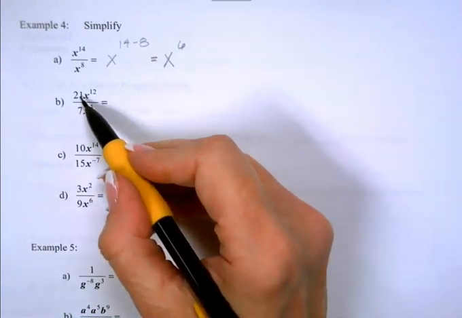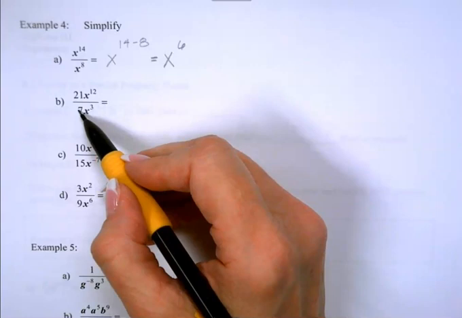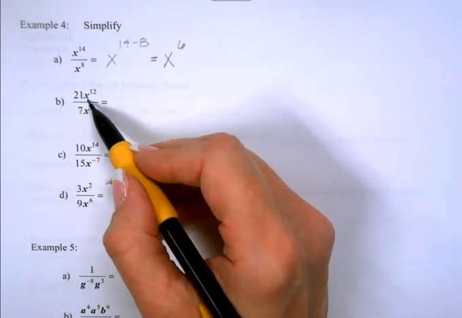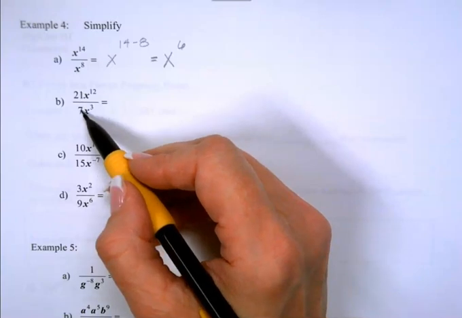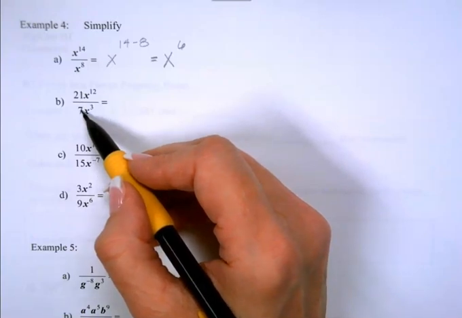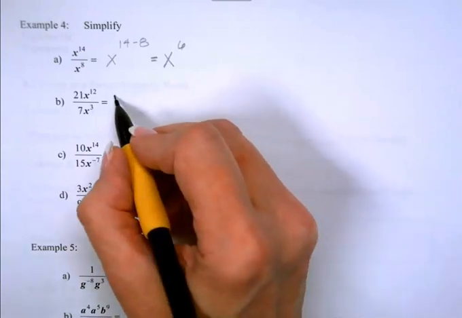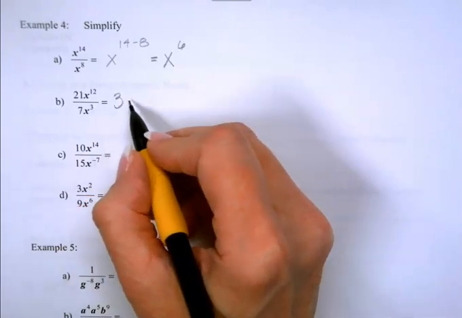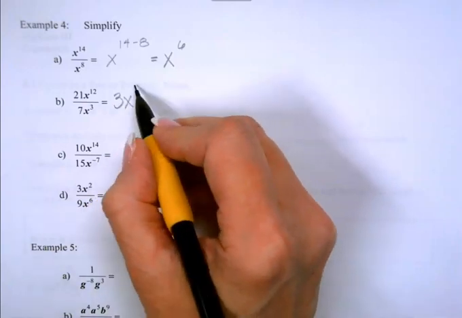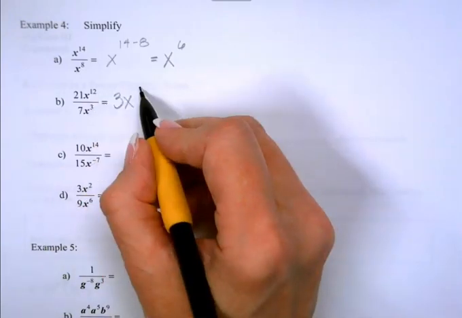On example B, these are numbers. Make sure you're dividing numbers. You only subtract exponents if they have the same base. So these are numbers. People start subtracting numbers rather than dividing them. So make sure you're only subtracting your exponents. 21 divided by 7 is 3. And then this is going to be 12 minus 3, which is 9.